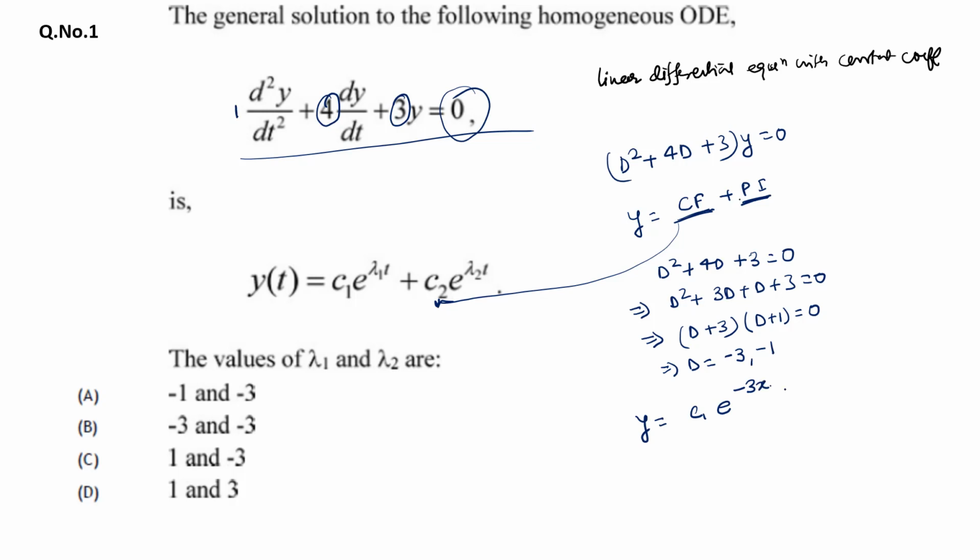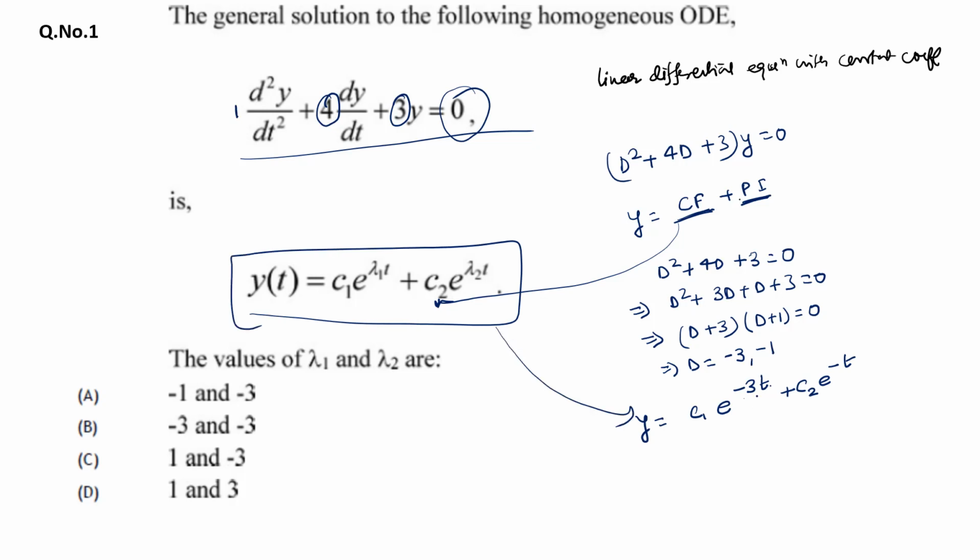Here it is in the form of t, dy by dt. So here it will be c1 e^(-3t) plus constant c2 e^(-t). Okay, so now if you equate this equation with this, then you will get λ1 = -3 and λ2 = -1. So here it will be -1 and -3, right? We can change this, we can write it first also, second also. So that's why this will be the correct answer.